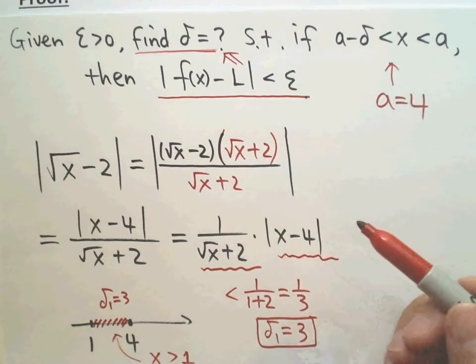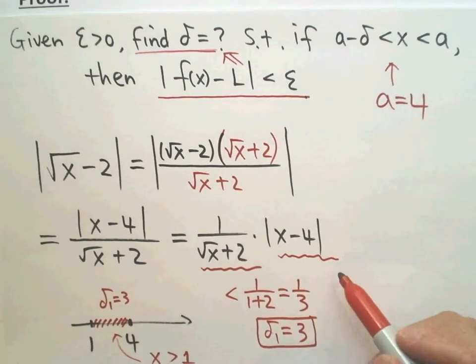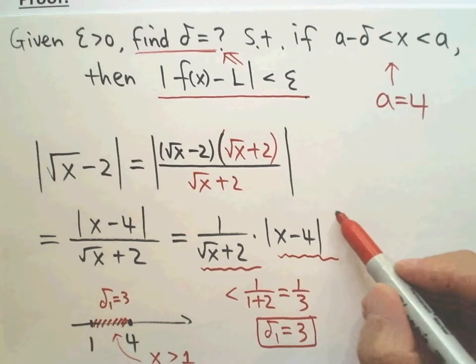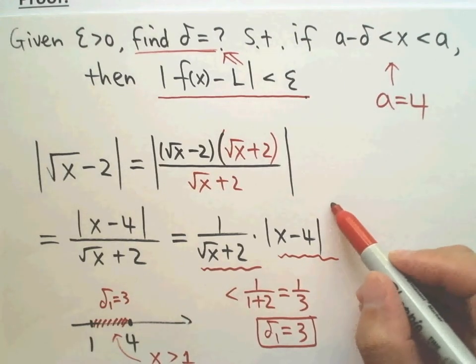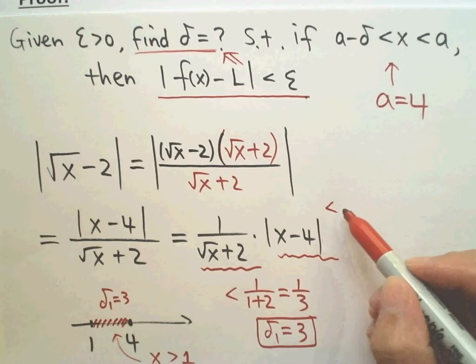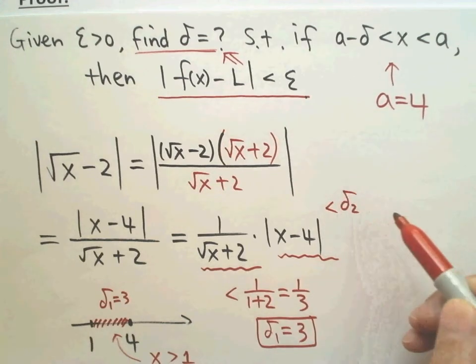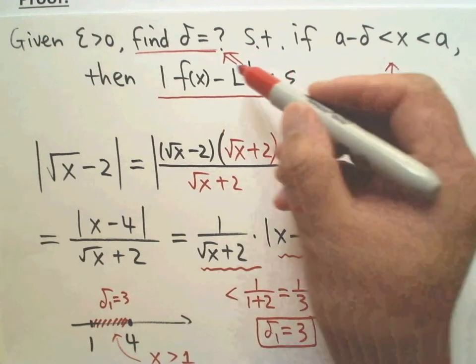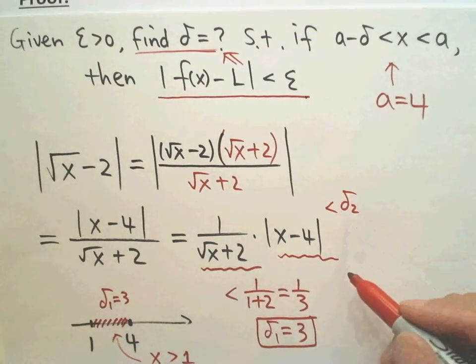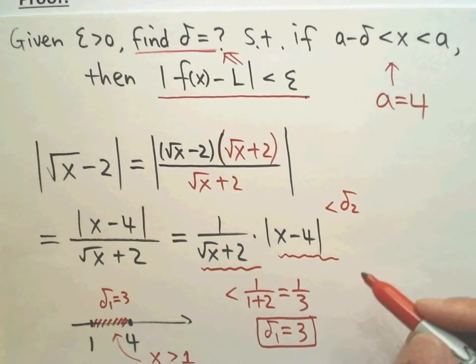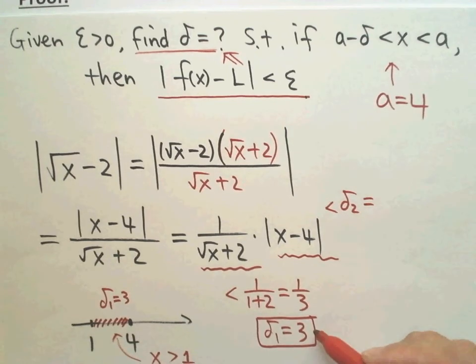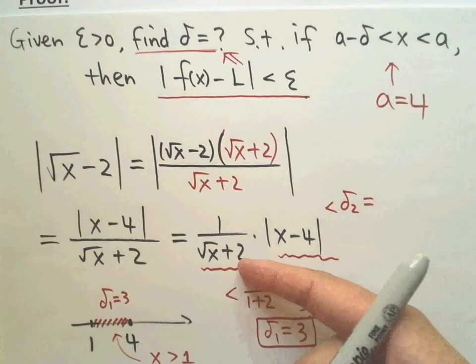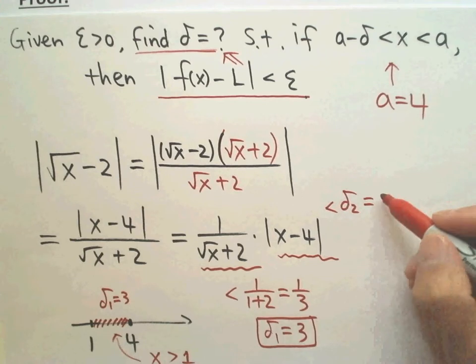The second is easy. It's x minus 4, so we can say it's delta 2. If we make a delta 2, I directly say less than delta 2. Why? That's all we need to find the delta, right? So we find the delta 2. So delta 2 is what? I can make delta 2 is this is 1/3.